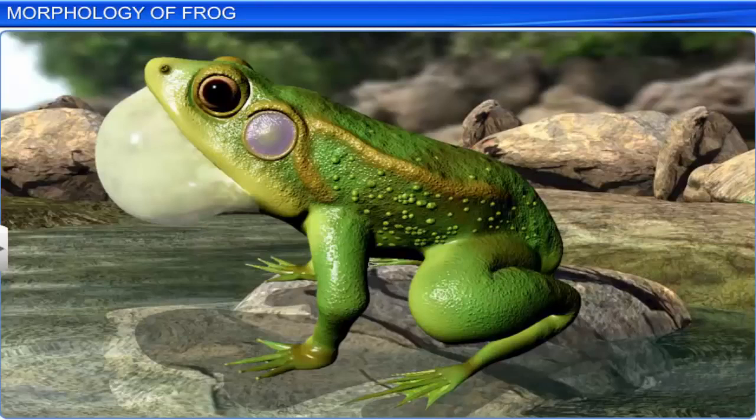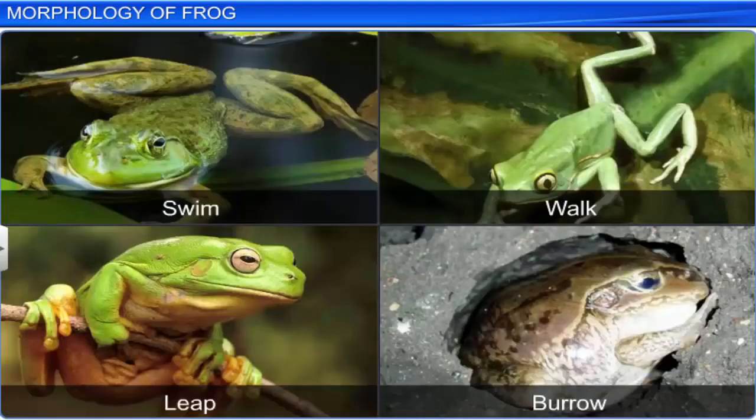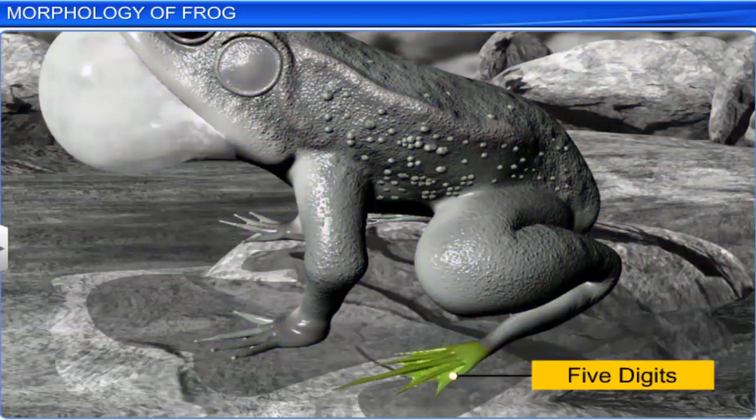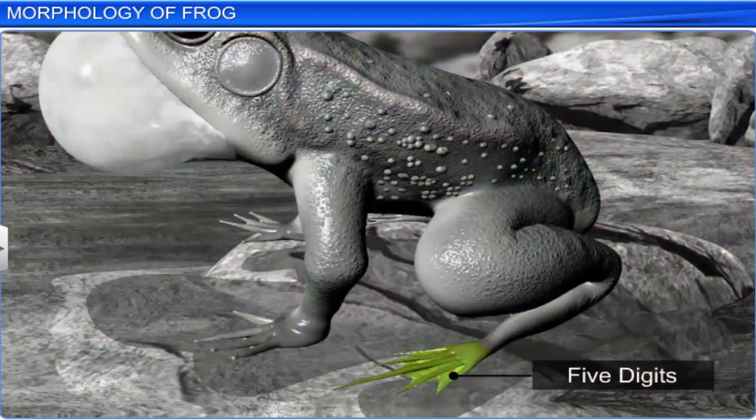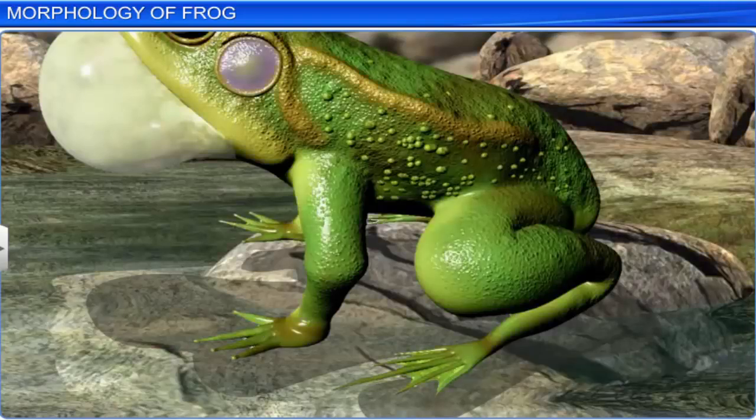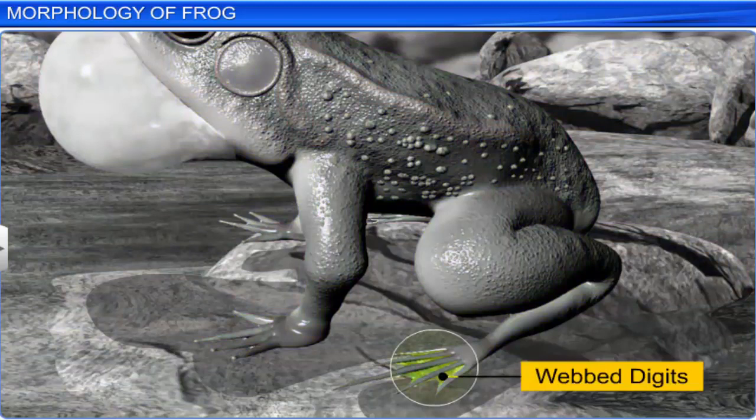It bears two pairs of limbs, forelimbs and hind limbs, that help to swim, walk, leap, and burrow. The hind limbs have 5 digits and are larger and more muscular than the forelimbs, which have 4 digits. Moreover, the long digits of the hind limbs are connected by a web that helps to swim.